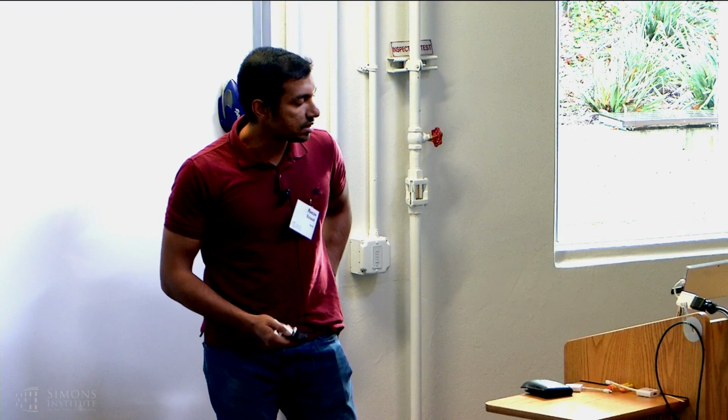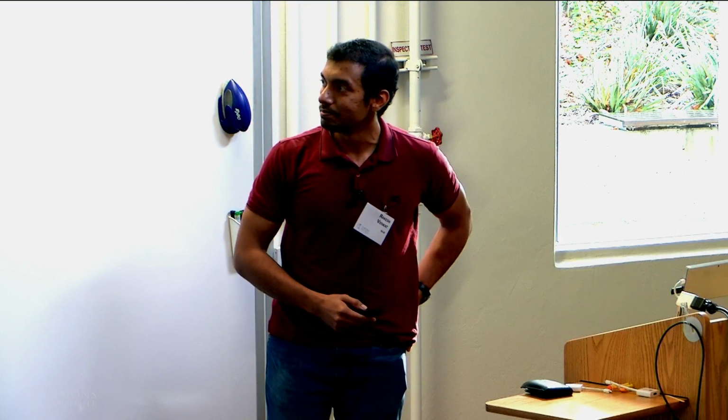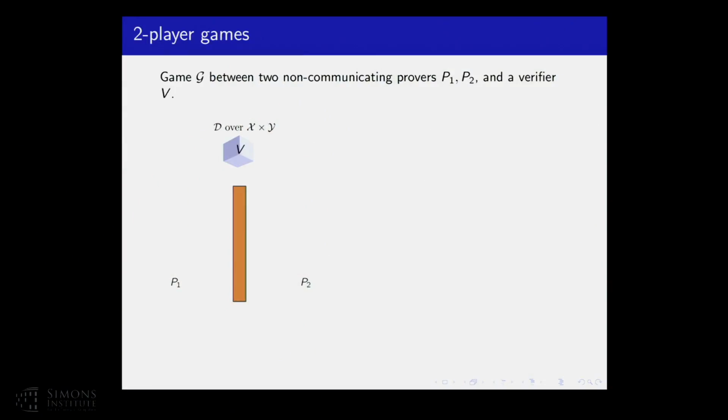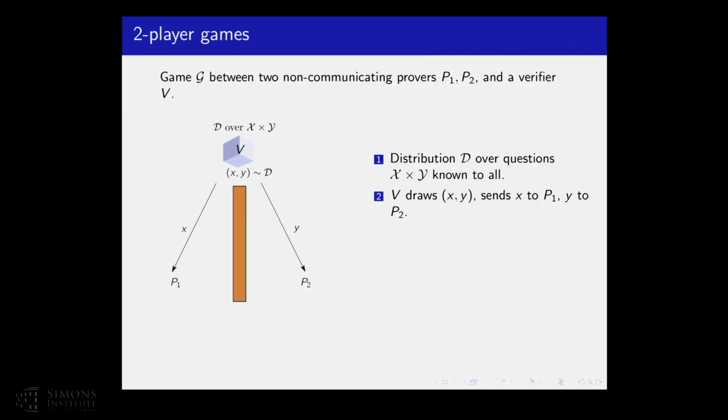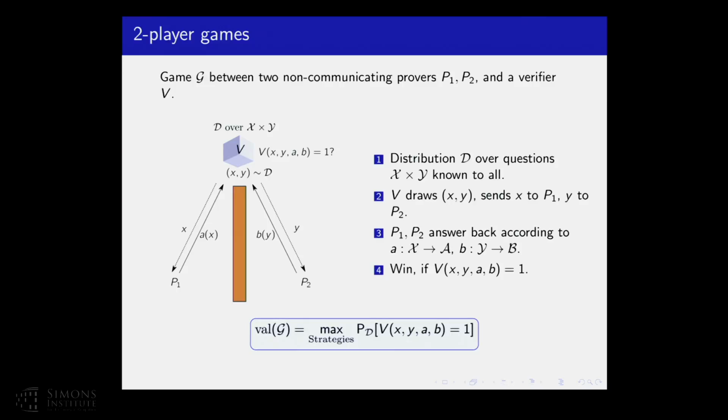Okay, so let me start off with the basic setting, although most of you are familiar with it. We have two non-communicating provers, and they want to win a game against a verifier V. The verifier draws questions from a globally known distribution, and it consists of a pair of questions, one of which goes to P1 and the other goes to P2. Now they are supposed to respond with answers based on just the questions that they have received, because they can't see the other prover's questions. And they win if a verifier predicate evaluates to 1 on the answers that they give.